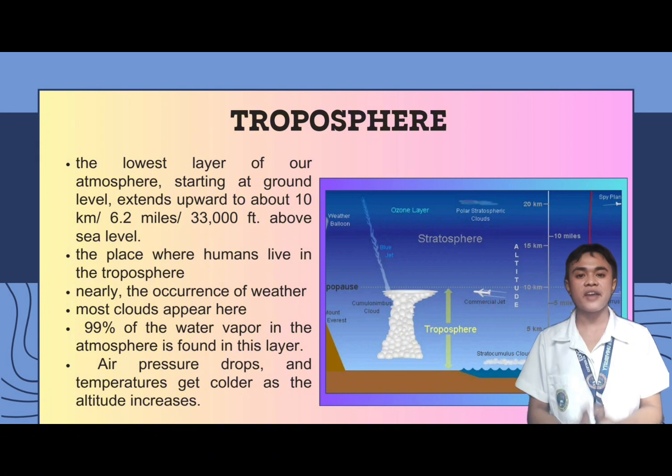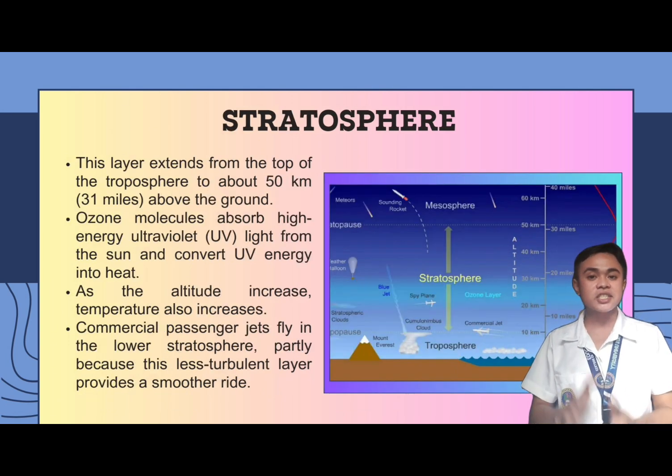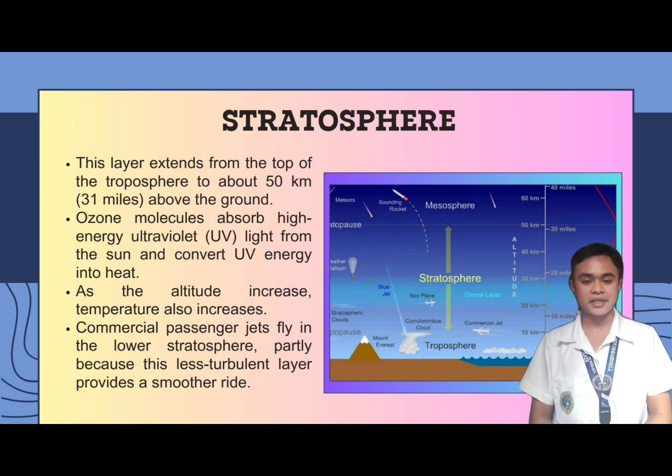Nearly all weather events like rain, snow, and storms happen in the troposphere. Most clouds appear here mainly because 99% of the water vapor in the atmosphere is found in the troposphere. The next layer is called the stratosphere, located above the troposphere.